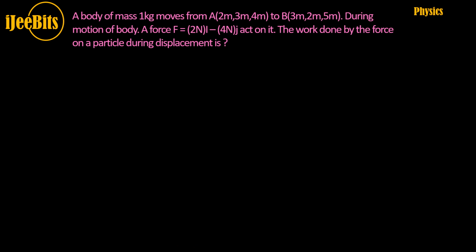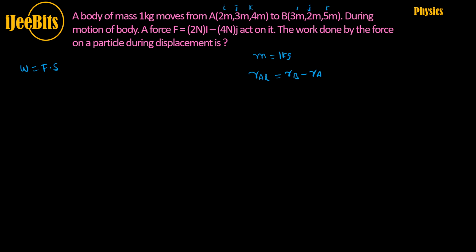Let's look at this dot product problem. We have done W equal to F dot S, right? A force acts on a body of mass M, given as 1 kg, and it moves from point A to point B. The relative position AB, A to B, is nothing but RB minus RA, given in vector notation i, j, k.